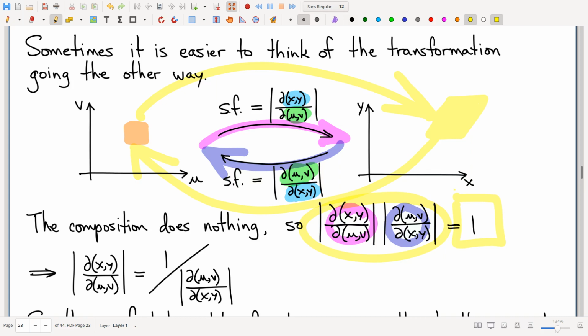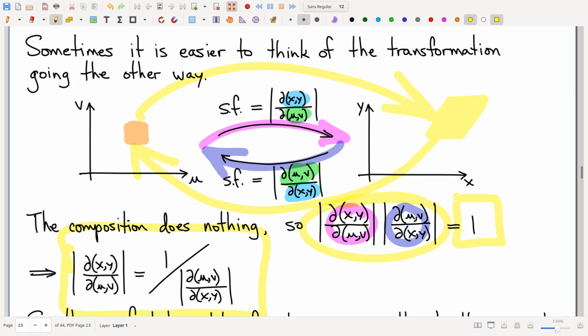And if you think about it, what that means is, if you have a product that's equal to 1, that means that the one is the reciprocal of the other. Which is weird, because keep in mind, even though these look like fractions, they're not. That's just notation. That's just convenience. These are not fractions. These are determinants. And yet, here we have a second example of how even though they're not fractions, they behave like fractions.